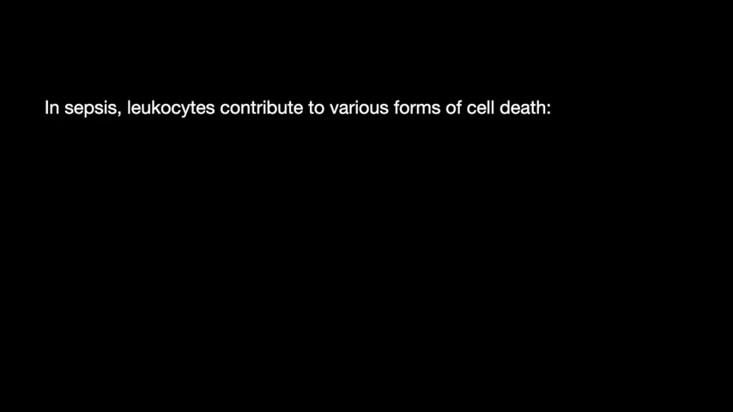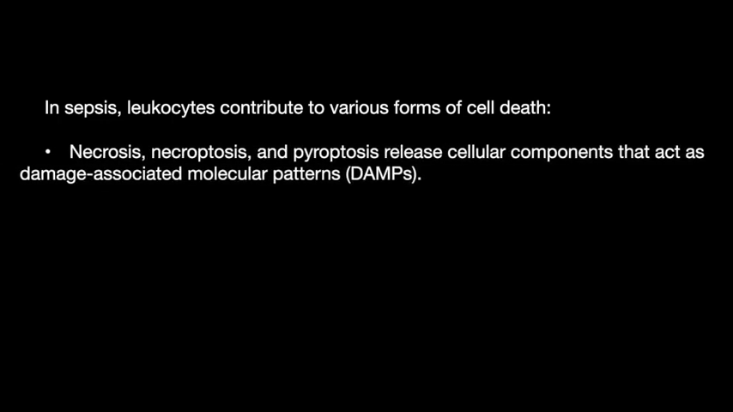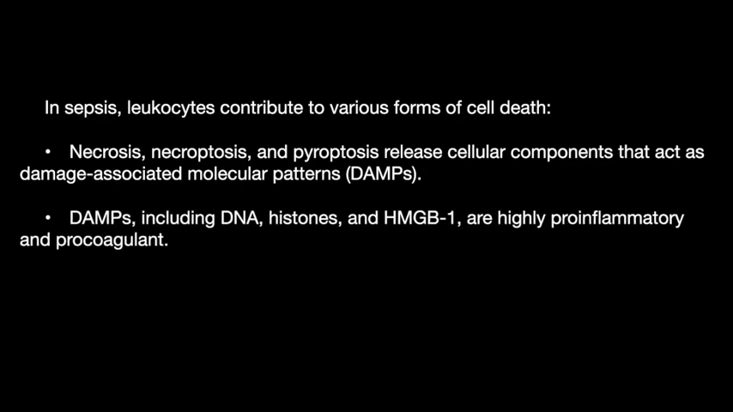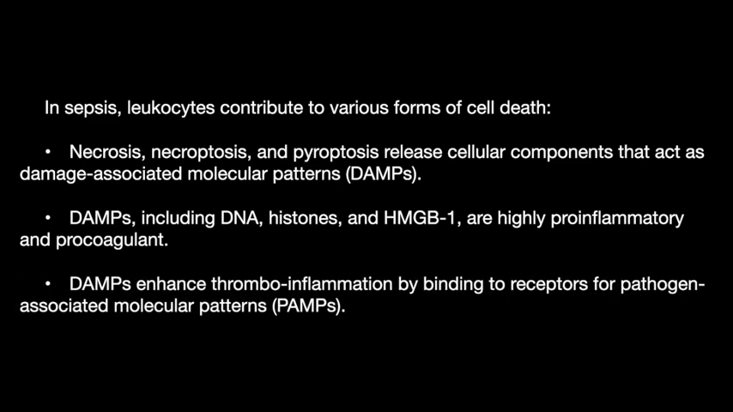In sepsis, leukocytes contribute to various forms of cell death by necrosis, necroptosis, and pyroptosis, releasing cellular components that act as damage-associated molecular patterns, that is DAMPs. DAMPs include DNA, histones, and HMGB1, and are highly pro-inflammatory and procoagulant. The DAMPs enhance pro-inflammation by binding to receptors for PAMPs. So now that we have seen the inflammation, let's see how the endothelium is responding to sepsis.